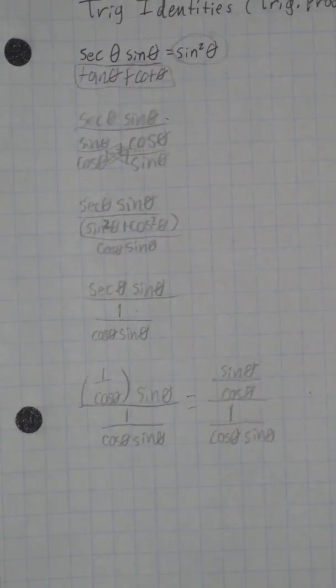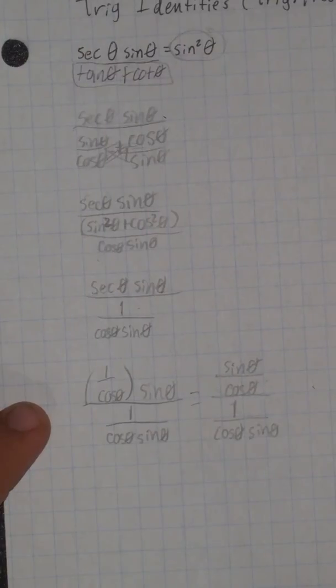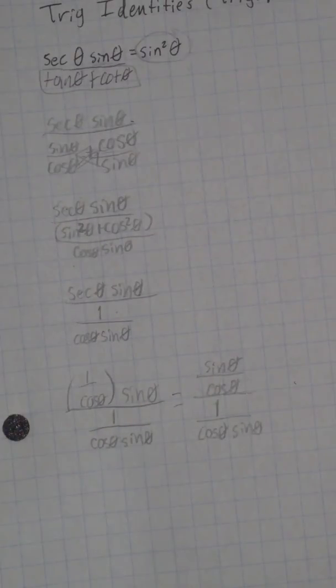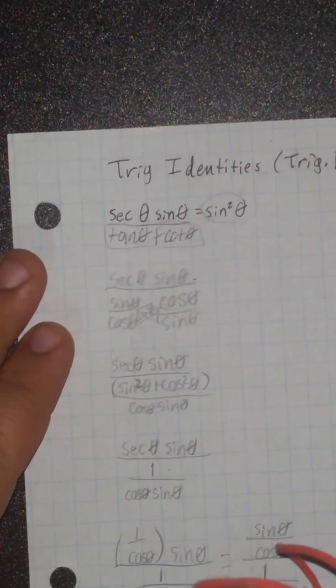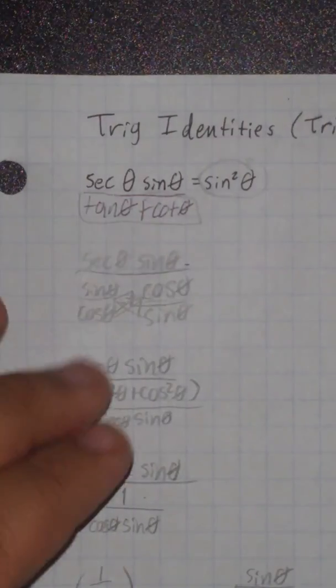Now, you would probably think to yourself, hey, I should probably convert this to tangent immediately. Bad idea. Because you're trying to find sine in the original equation, so it makes no sense to do that.